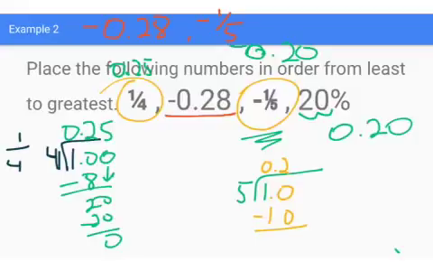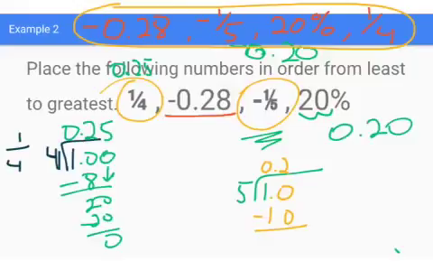Then we're into our positive numbers. Well, the 20% is 20 hundredths, and the 1/4 is 25 hundredths. So if we were going from least to greatest, it would be the 20%, and then it would be the fraction of 1/4. So that's a combination of working with fractions and decimals and having to compare them, and also including the idea of negatives. So that's a look at comparing rational numbers.